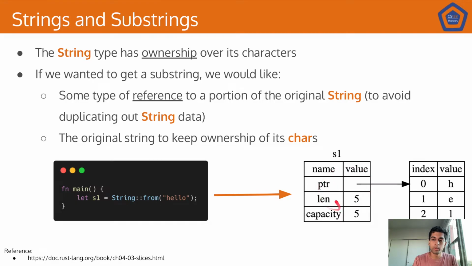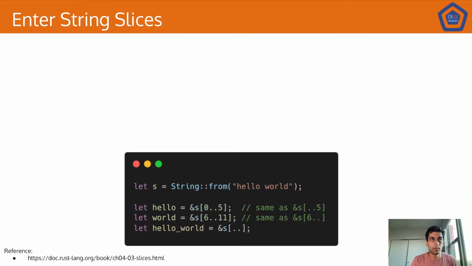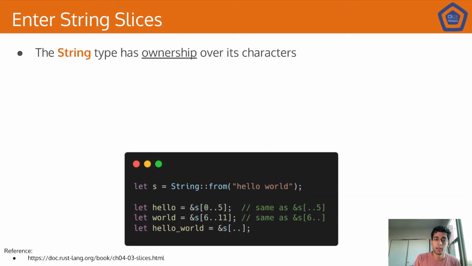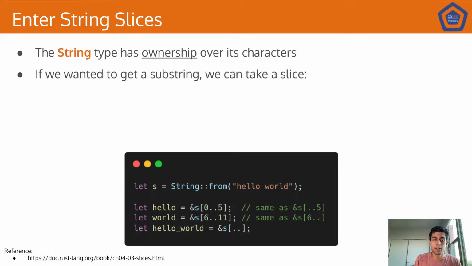And we want to be able to take some reference to a subset of these characters. So let's just say HE. We want to be able to refer to some substring while S1 keeps ownership of those characters. So we need an efficient way to take substrings. So enter string slices. Again, strings have ownership of their characters. So if we wanted to get a substring, we can just take a slice.